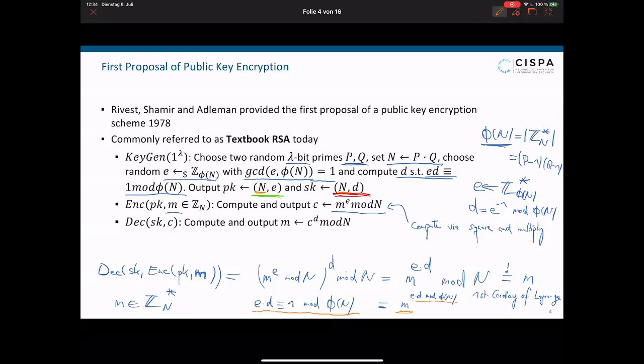So phi of n is the order of Z n star. That's correct. So this is essentially because of Lagrange's theorem, which says that in a group of order, in this case phi of n, right? Phi of n is the size of this group, or the order of this group Z n star. When we do exponentiations, we can reduce modulo phi of n in the exponent. Good. That's why we're computing in Z phi of n, because this e times d happens in the exponent, and there we are allowed to reduce modulo phi of n.